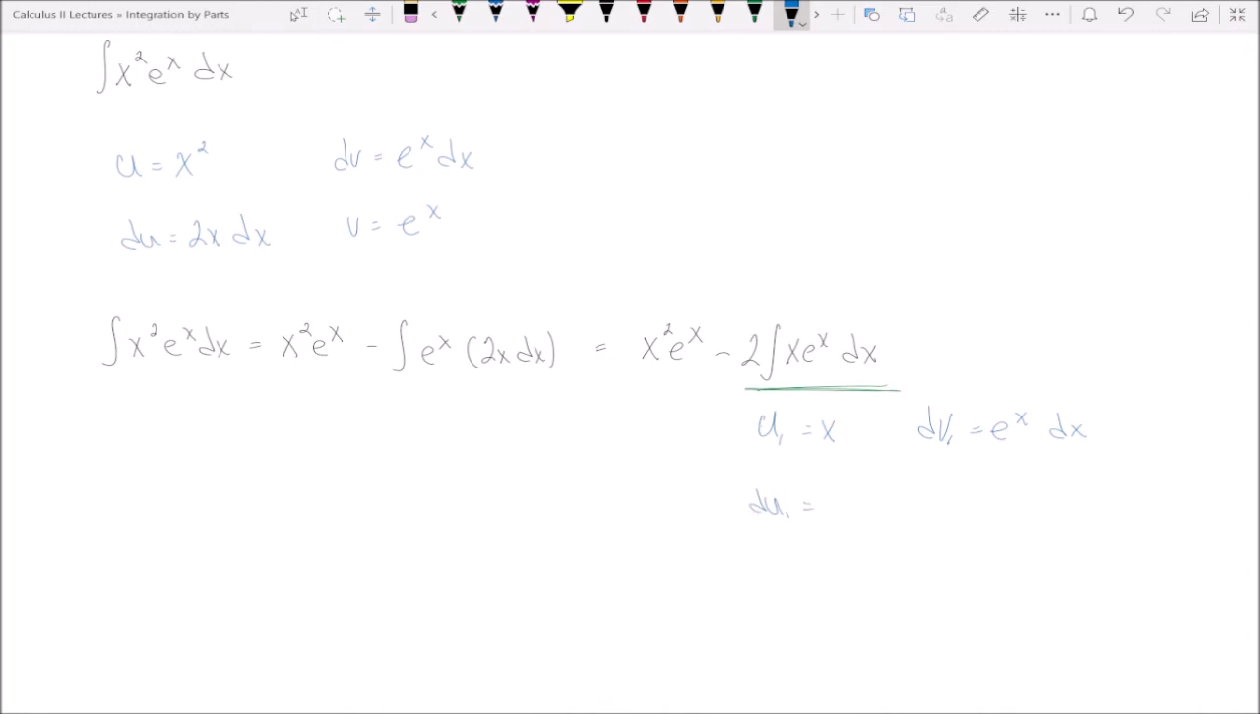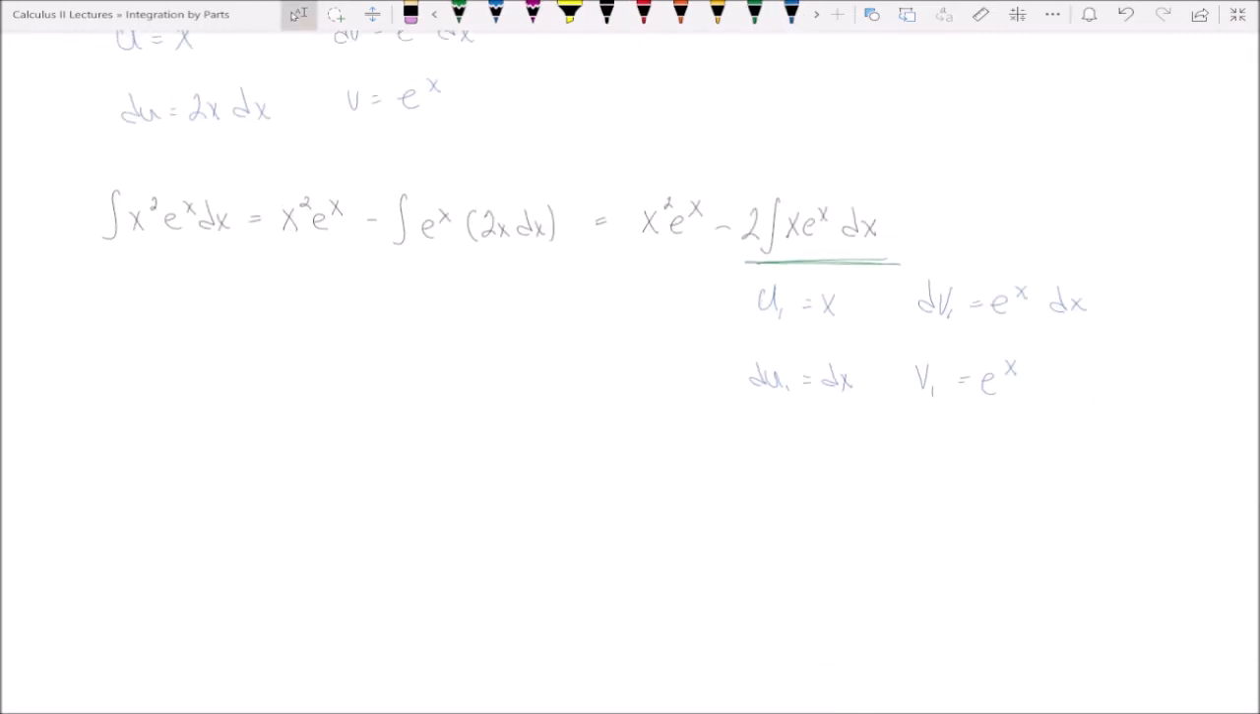Right. du sub 1 would just be dx, and then v sub 1 would, again, be e to the x. Now what we have is x squared e to the x minus 2 times, now do integration by parts again, uv minus antiderivative of v du.